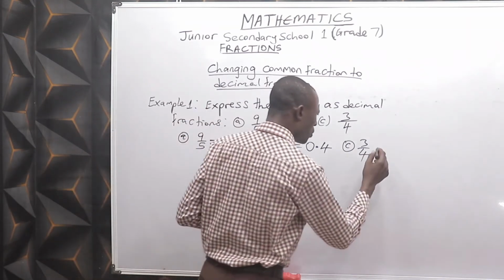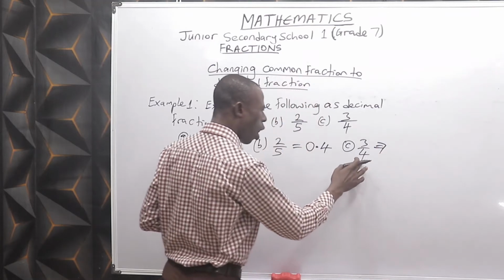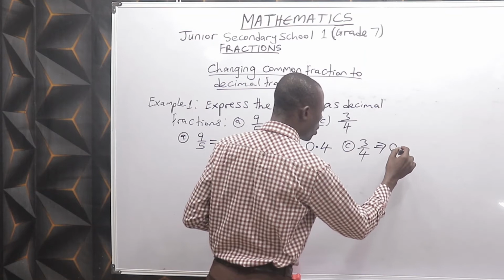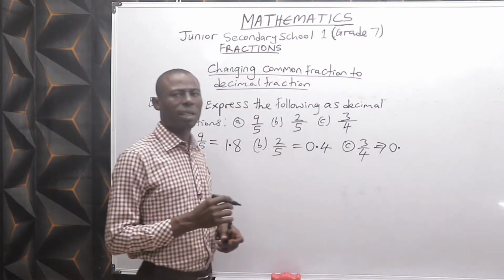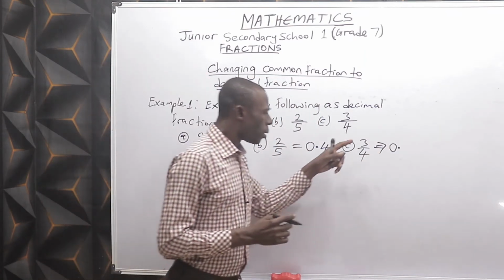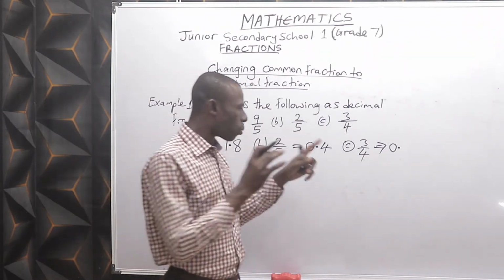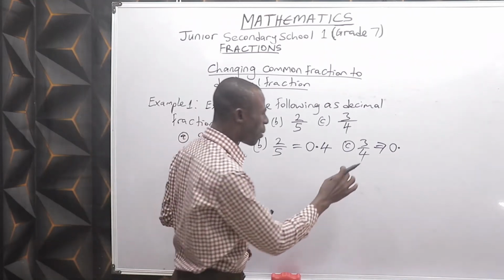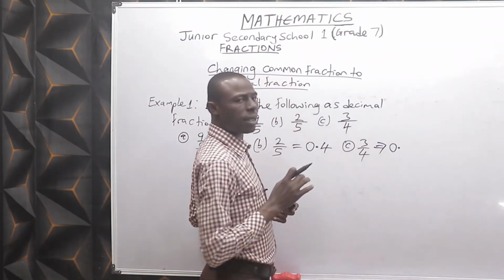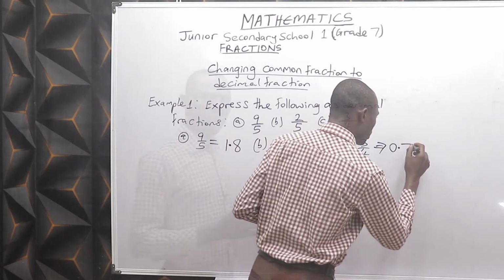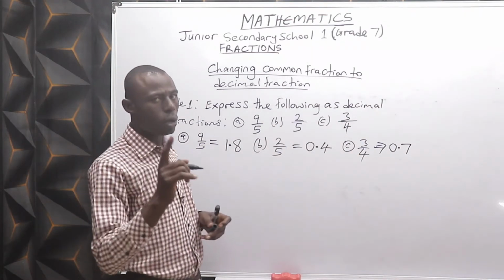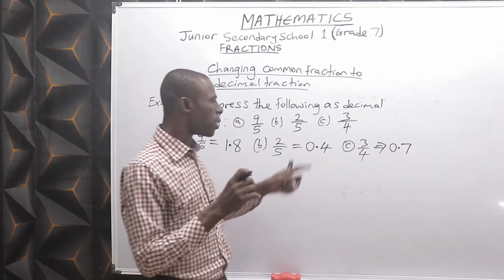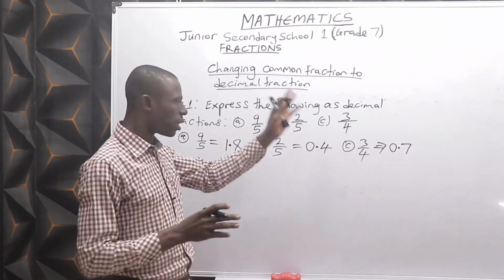So, we do the same. We write, how many times do we have 4 in 3? 0. Because it's not possible, put decimal point immediately after that 0. Now put imaginary 0 at the back of the 3, forming an imaginary 30. So how many times do we have 4 in 30? That is 7. It remains 2, because 4 times 7 is 28. When you subtract 28 from the 30, it gives you 2, so it remains 2.